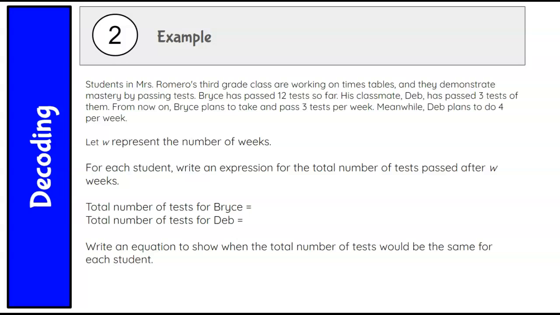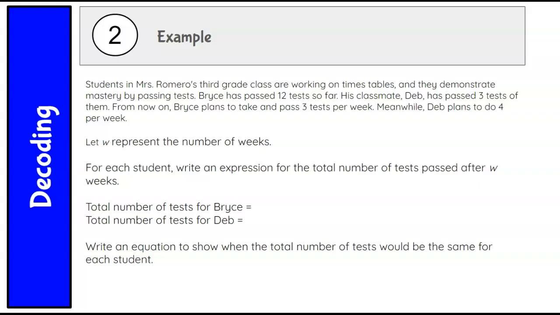Let's look at another example. Students in Mrs. Romero's 3rd grade class are working on times tables, and they demonstrate mastery by passing tests. Bryce has passed 12 tests so far. His classmate Deb has passed 3 tests. From now on, Bryce plans to take and pass 3 tests per week. Meanwhile, Deb wants to catch up to Bryce, so she plans to do 4 per week. Let W represent the number of weeks.